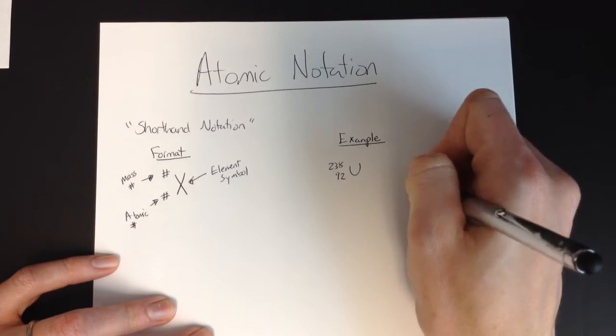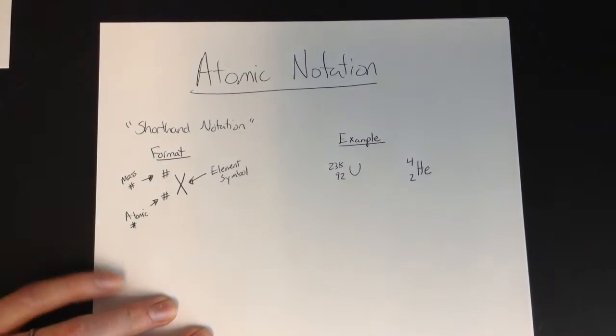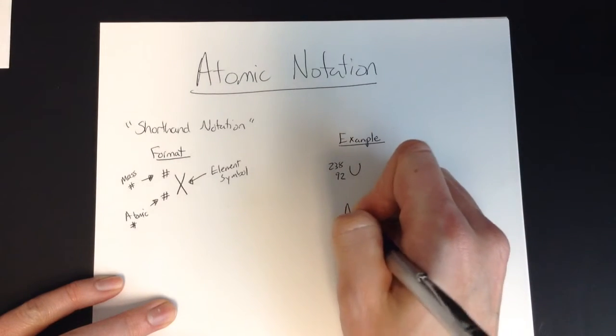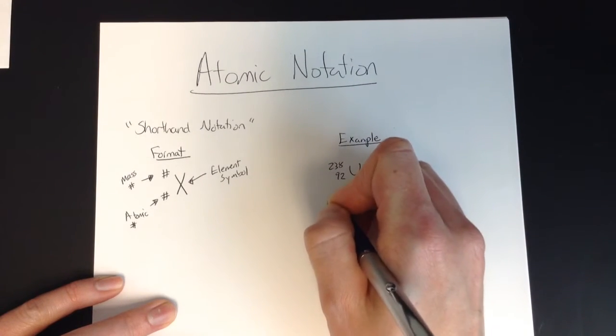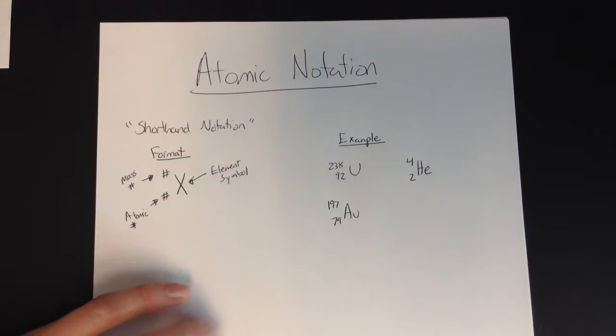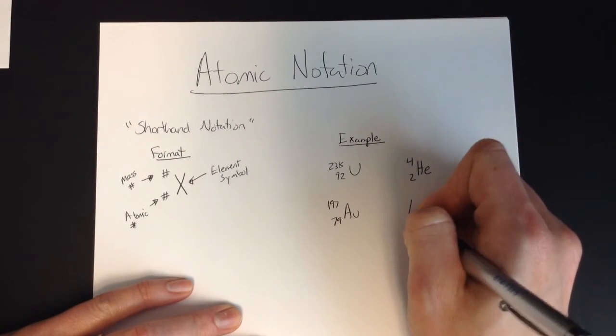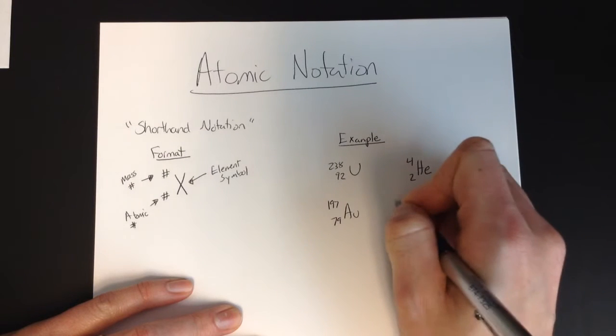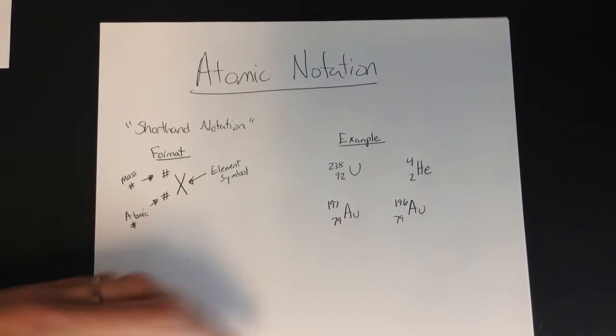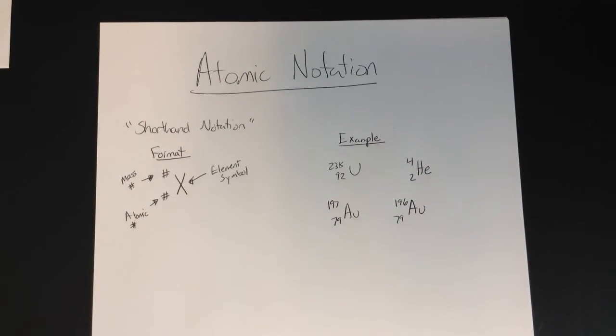Helium has an atomic number of 2, and let's say it has a mass number of 4. Gold is atomic number 79, and maybe we're looking at the particular isotope 197. Maybe we want to look at a different isotope of gold, so we look at 196. So we can tell which isotope we're looking at.